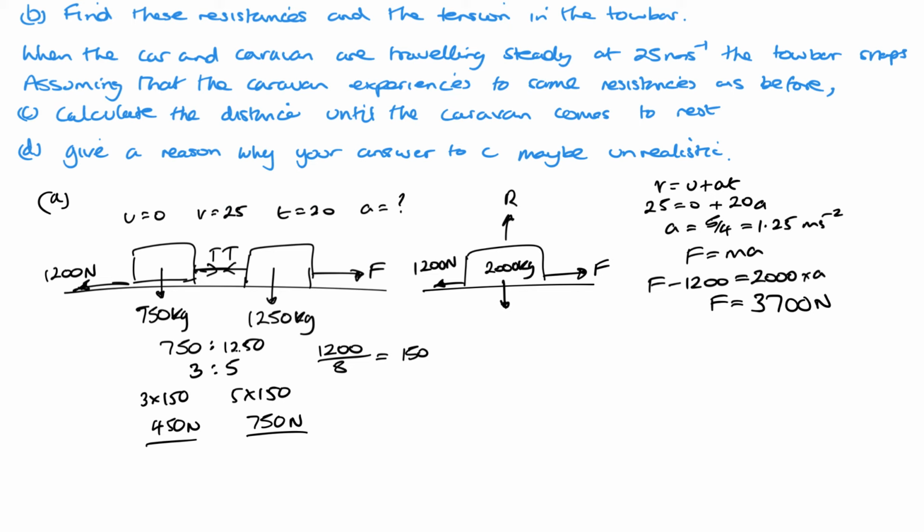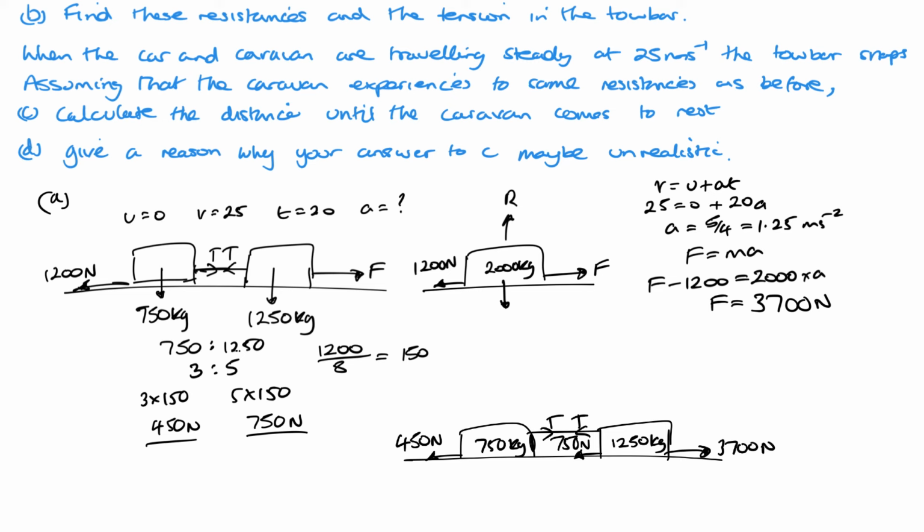So redrawing my diagram, I have my 2 separate vehicles, my 1250 kilograms and 750 kilograms for the car and the caravan. Caravan now has a resistance force of 450, the car is 750, and of course we have the tension there. We know this is 3,700 newtons, and we have two separate normal reactions there, but we don't worry so much about those.